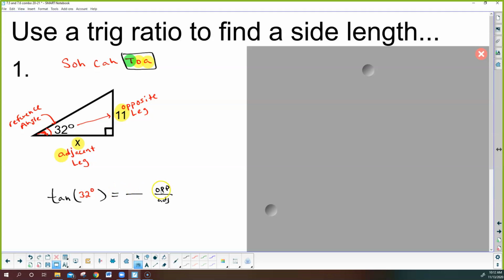Okay, now I want to pick the opposite ratio. The opposite leg goes on top, so that's the 11. And then the adjacent leg is x. Now, you don't need to write opposite over adjacent because that's not part of the problem. But what we have here is a fraction equaling a number. Now, you might not know it yet, but the tangent of 32 is just a number in our calculator. So what I want to do is solve this by making it a fraction equals a fraction.